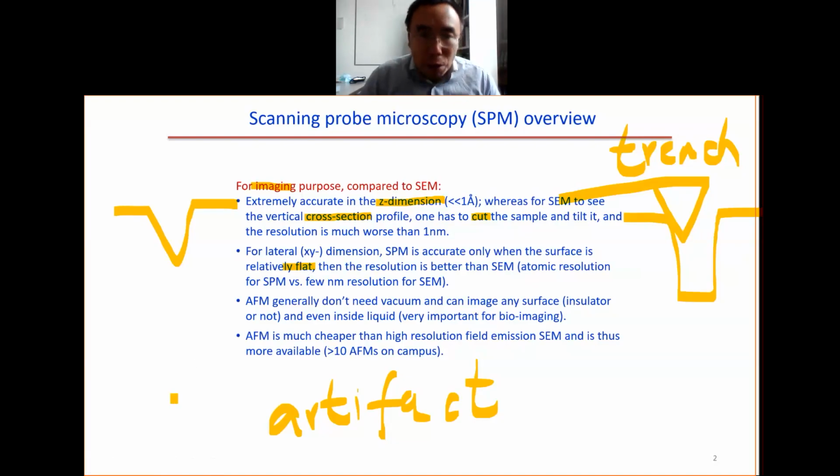For the AFM, we do not need a vacuum, and we can even do the imaging in liquid. We do not need the sample surface to be conducting, so we can image insulating material. As a result, this is also very popular for the imaging of biological materials, very important for biological materials, by imaging in the liquid. And also, AFM is much cheaper than the ICM, because for the AFM we need no high vacuum, no high voltage. You can buy an AFM at about maybe $20,000. But if you buy an ICM, normally it is about $500,000.